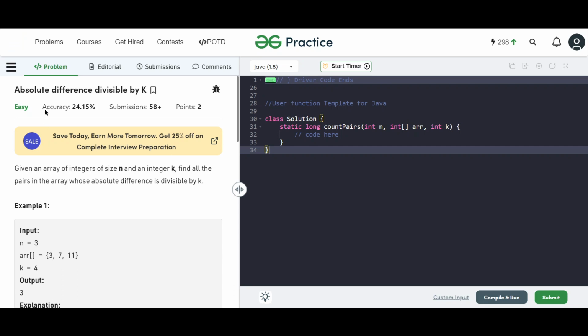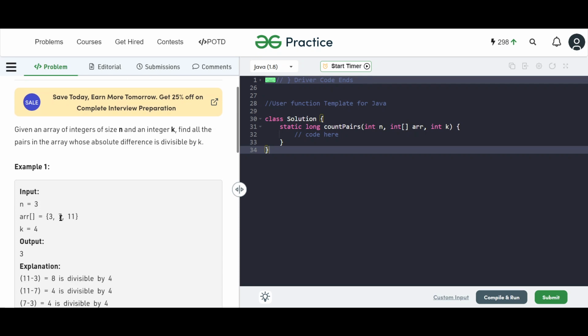Let us try this problem called absolute difference divisible by k. Let's have a read. Given an array of integers of size n and an integer k, find all the pairs in the array whose absolute difference is divisible by k. Okay, this is an example: 3, 7, 11. K equals 4.